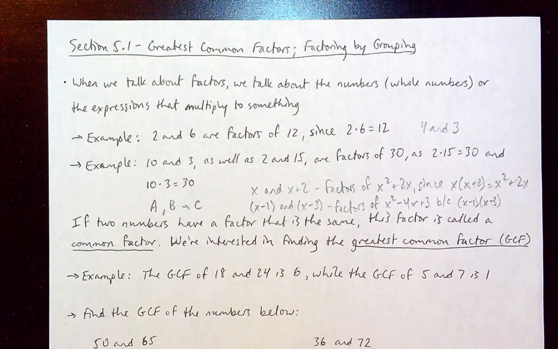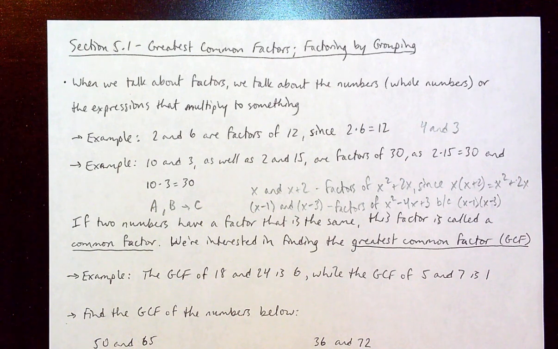So sometimes two numbers or two algebraic expressions, but for now we'll just focus on the case of just numbers. If two numbers have a factor that is the same, this factor is called a common factor. And we are specifically interested in finding the greatest common factor. Now, these examples that just involve numbers, we've certainly dealt with this. We've seen this popping up several times so far. So this is really nothing brand new to us.